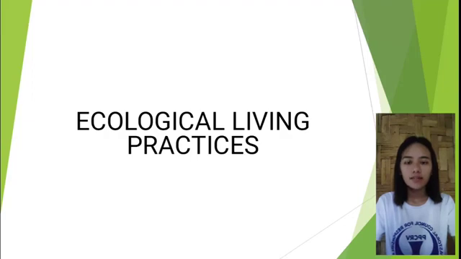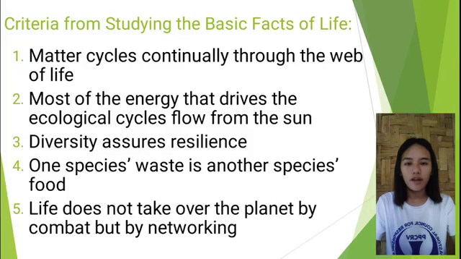Ecological living practices. Sustainable ecological living is based on different sets of principles. To assess the impact of our choices and actions, we need criteria from studying the basic facts of life. So here are the 5 criteria from the basic facts of life.